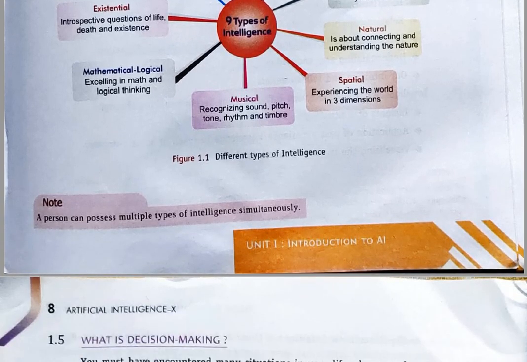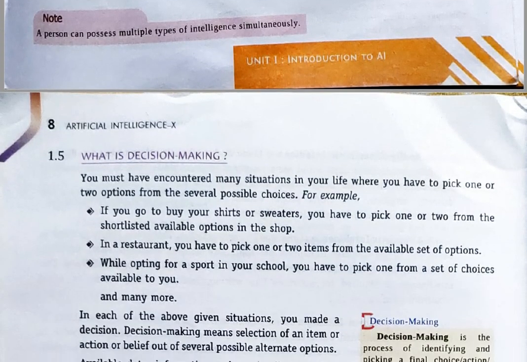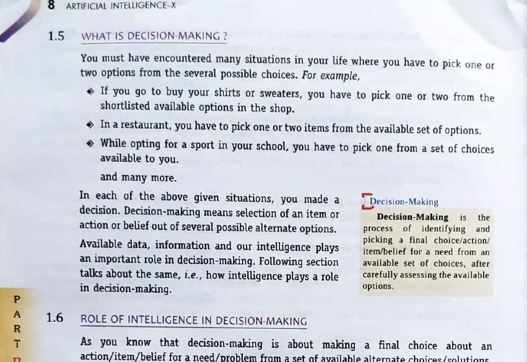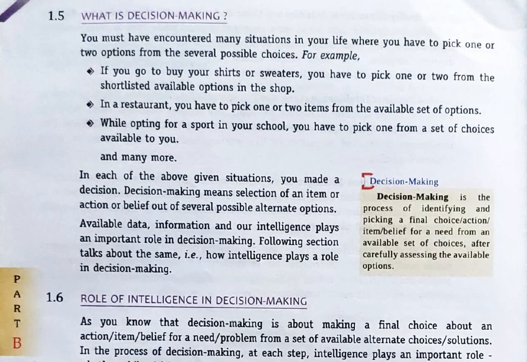Next, after discussing the types of intelligence, we come to our next topic, that is decision making. So this decision making is part of our life from birth to death.